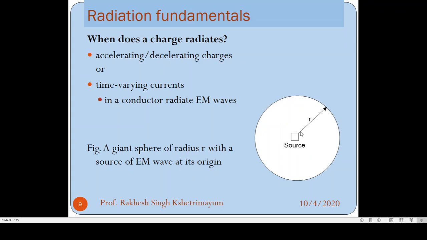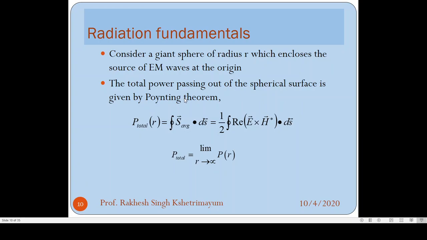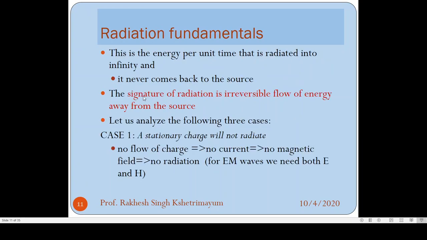In that case, energy is not lost in the medium of propagation of the wave. So such a wave should be able to reach far distances from the source. So the signature for radiation is irreversible flow of energy away from the source. The radiated EM wave should be able to reach out to infinite distance in space.